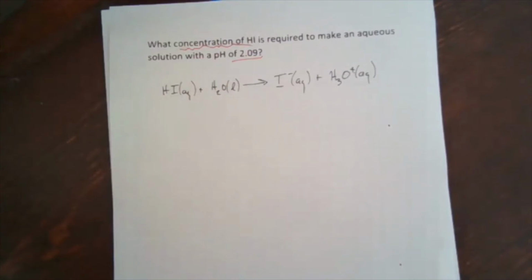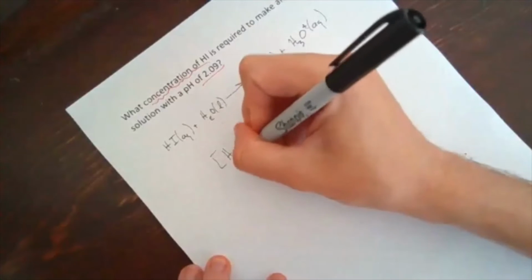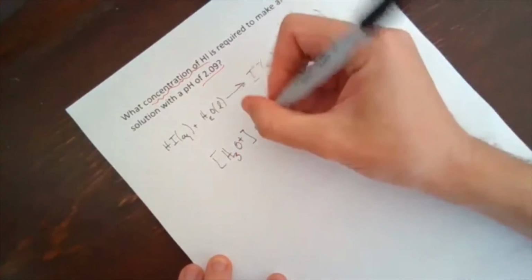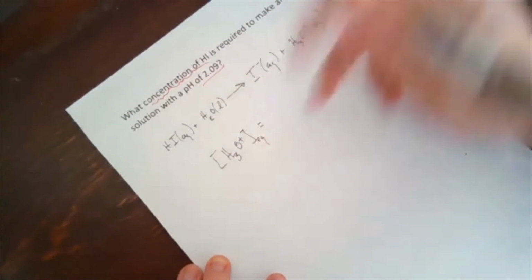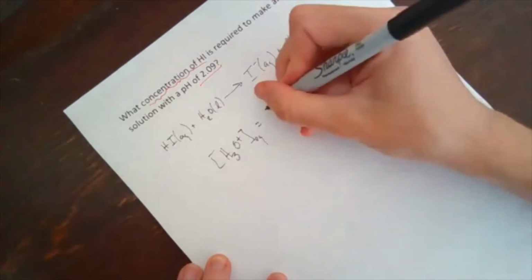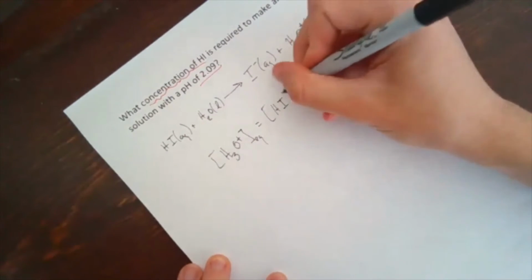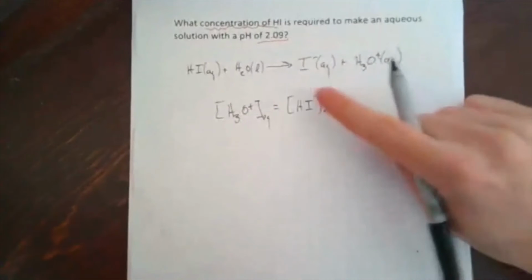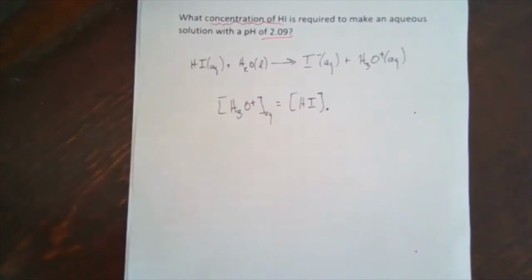So we sometimes get a little overzealous. If everything is a weak acid, weak base problem, throw around ice tables. We don't need to use ice tables. We can use stoichiometry, and we know that the concentration of hydroniums in this solution, at equilibrium or after the reaction happens, is going to be equal to my initial concentration of HI. Whatever that initial concentration of HI, all of it reacts and creates hydroniums.